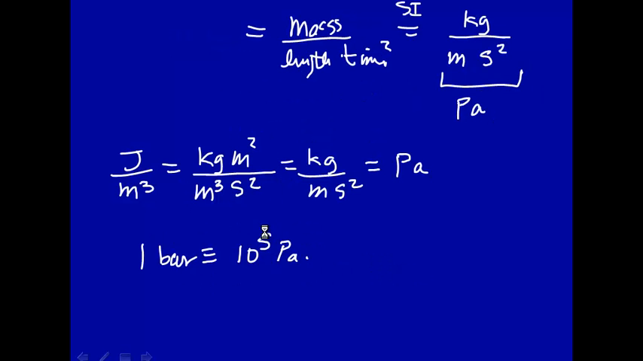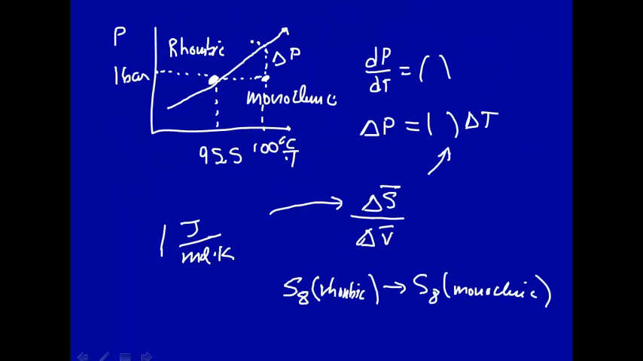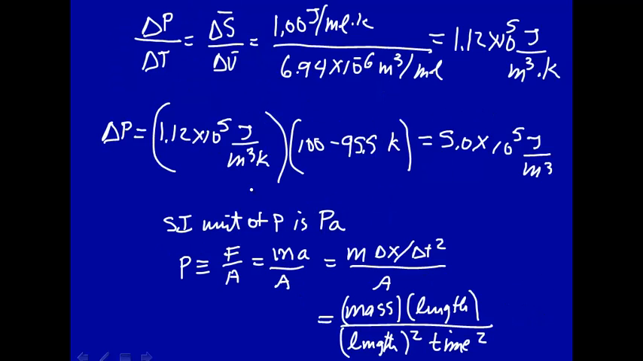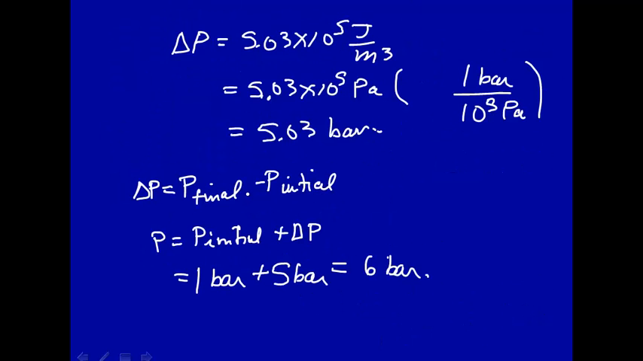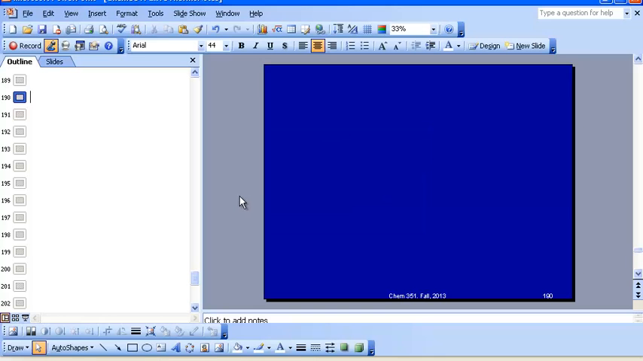What does this calculation do? Well, it says that now you have to go up to 6 bar in order for the rhombic phase to be stable at 100 degrees C. Kind of neat. We calculated those. That's what physical chemists really get excited about, calculating things like that.